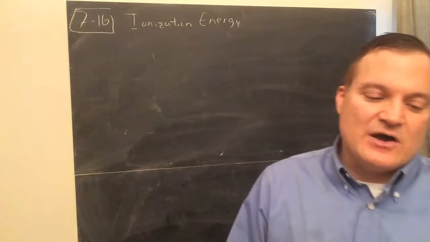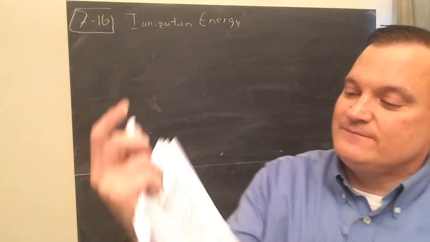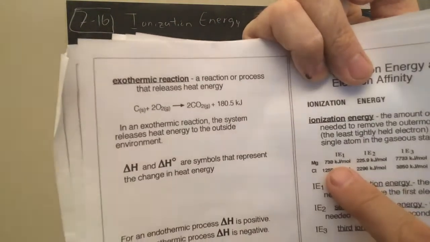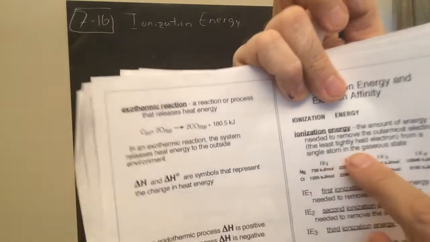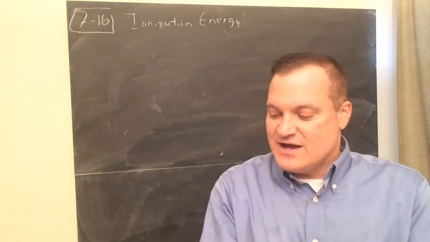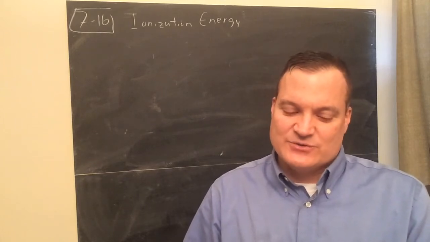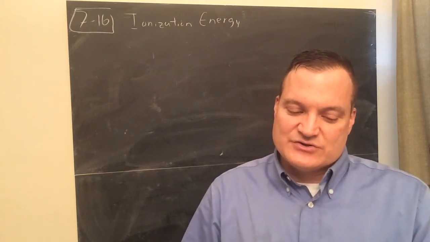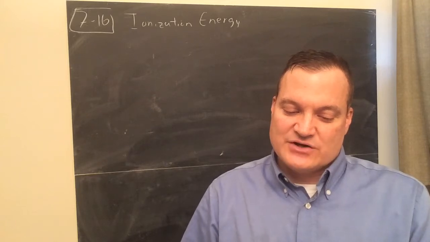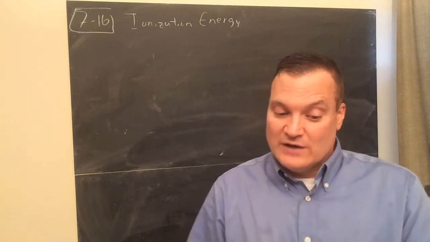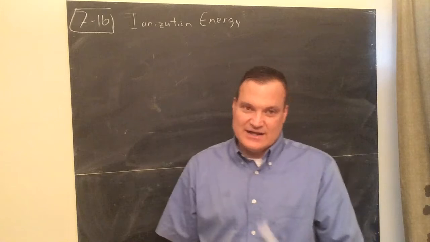That's why when you look below it, IE means ionization energy. And you see it's written in kilojoules per mole. You could calculate it. The amount of energy to remove the outermost electron from 1 mole of gaseous state atoms.